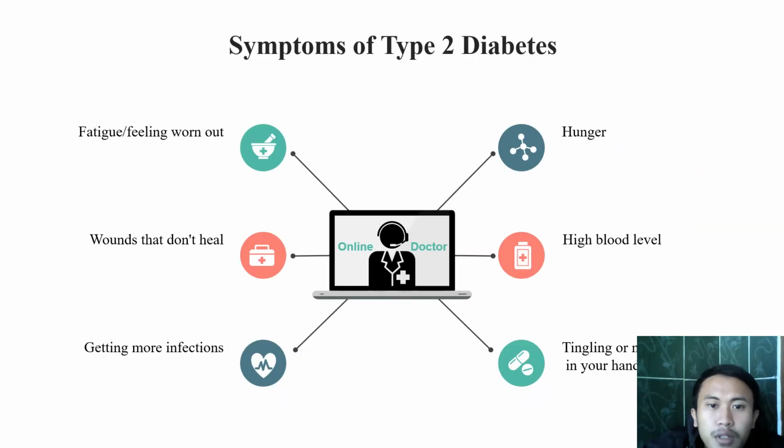Next, symptoms of type 2 diabetes. First, fatigue or feeling worn out. Second, sores that don't heal. Third, getting more infections. Fourth, hunger. Five, high blood sugar level. Six, tingling or numbness in your hands or feet.